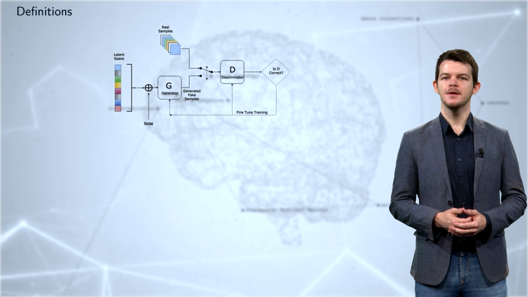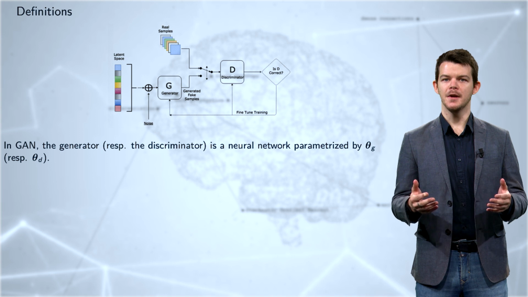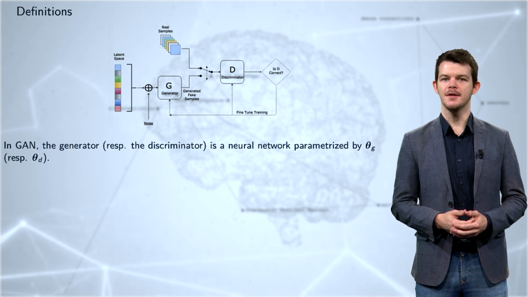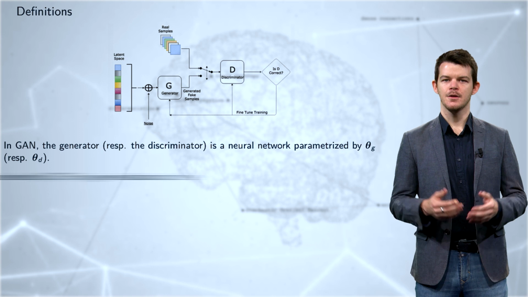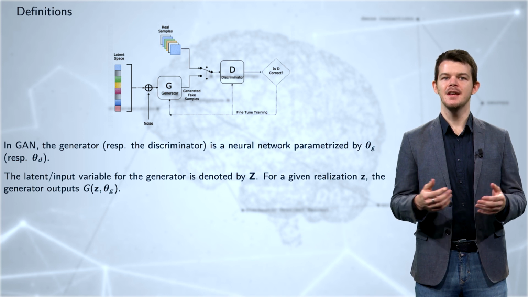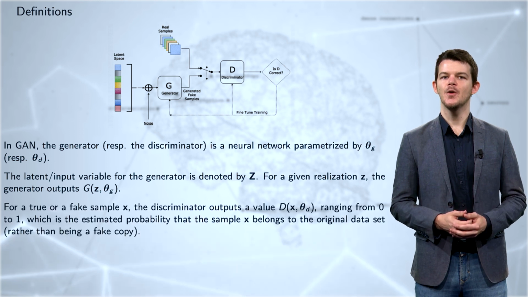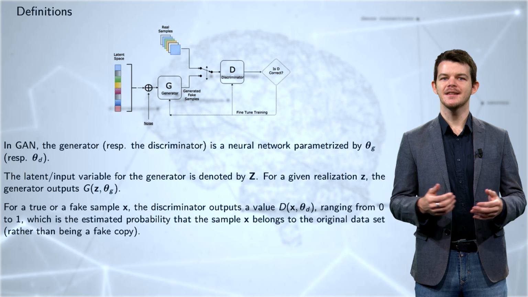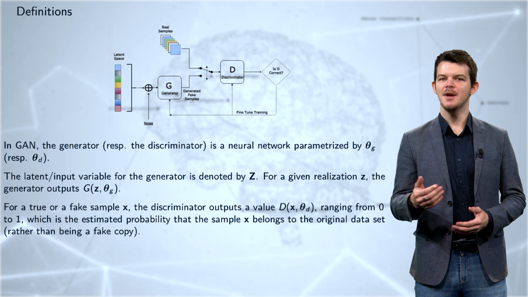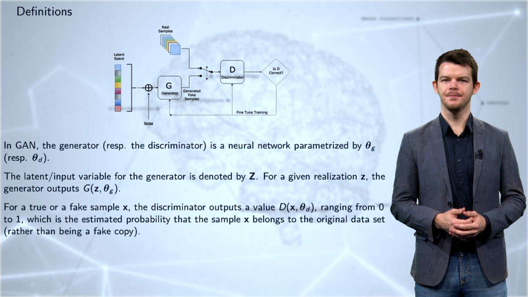Let us now define the mathematical framework. In GANs, the generator and the discriminator are neural networks, parameterized respectively by theta g and theta d. The latent variables are denoted by z. For a given realization z, the generator outputs g of z, theta g. For a true or fake sample x, the discriminator outputs a value d of x and theta d belonging to the interval 0, 1, which is the estimated probability that the sample x belongs to the original dataset.